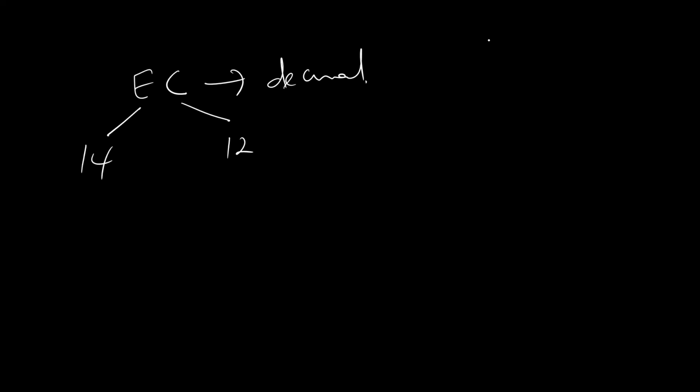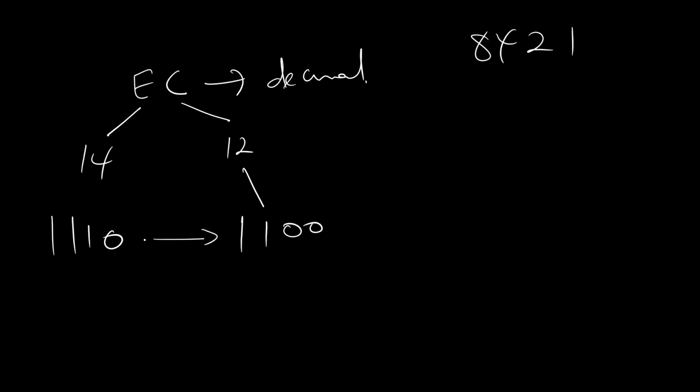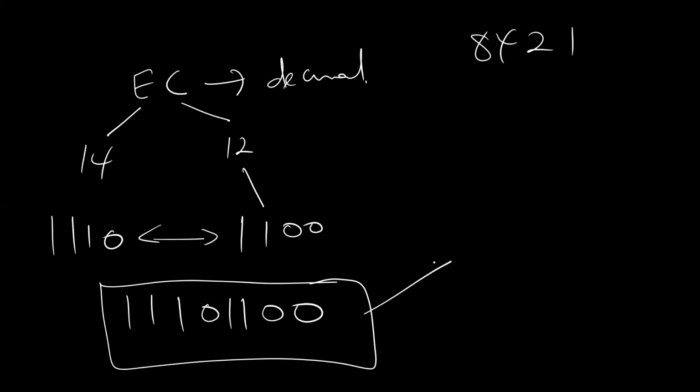Now, using 8421 to convert to binary, this becomes 1, 1, that's 12. This becomes 1, 1, 1, that's 14. Then you join these two numbers in binary. So we have 1, 1, 1, 0, 1, 1, 0, 0. Then you convert this to decimal. 128 plus 64 plus 32 plus 8 plus 4, which gives you 236.